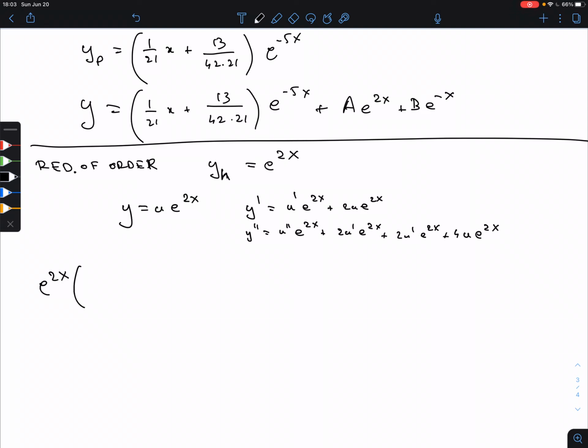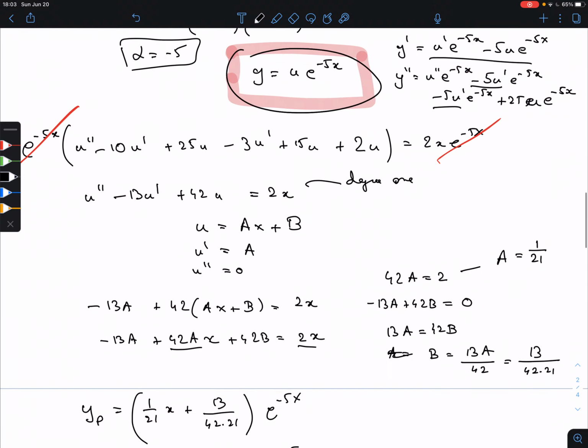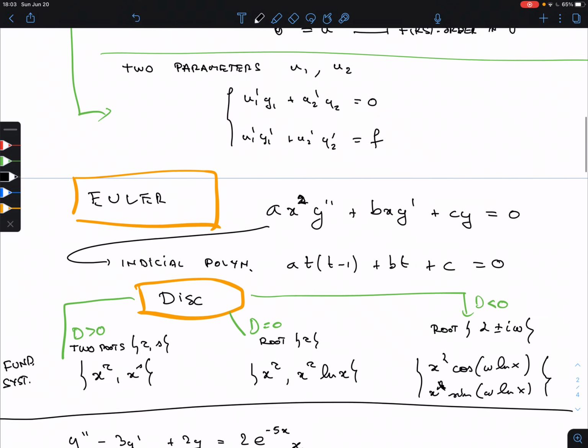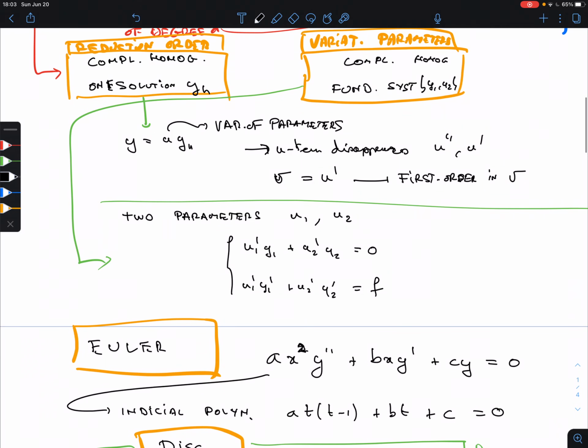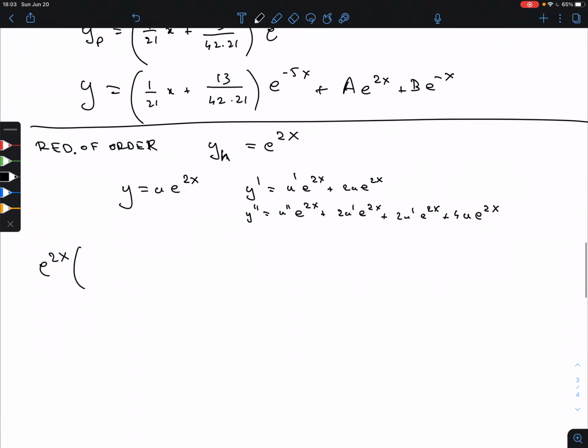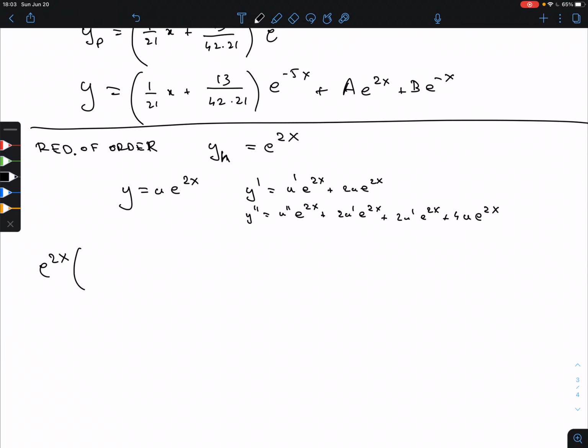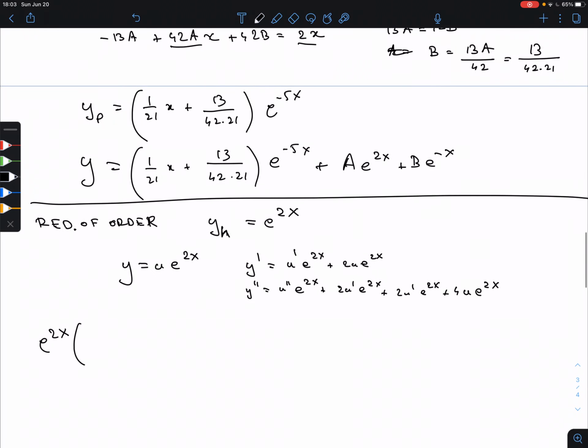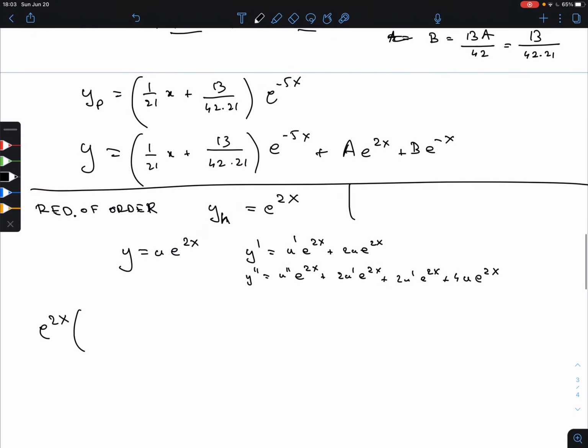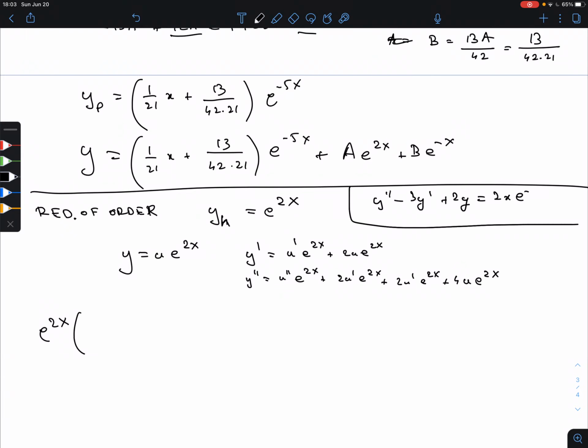Okay, let's work it out. No, let's predict it before we go. What has to happen? Remember, what has to happen in this case is that the u term has to disappear. Okay, let's see that happens. So we plug this in. Where is my equation? Oh, I don't have my equation. I'm going to copy it quickly here. It is y double prime minus 3y prime plus 2y equals 2x e^(-5x).